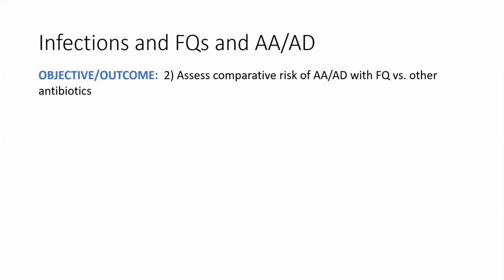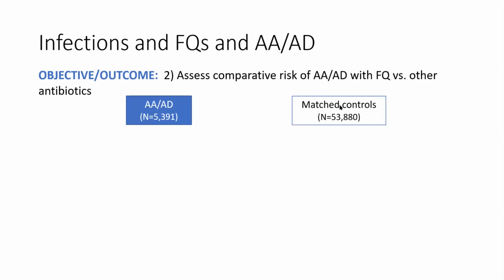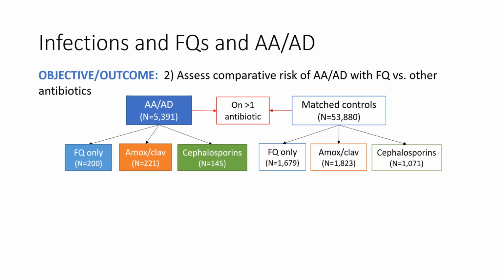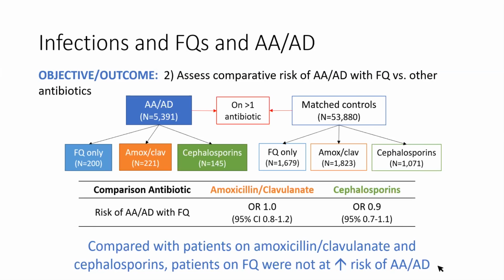The second objective and outcome was to assess the risk of aortic aneurysm and dissection with fluoroquinolones compared to other antibiotics. And so with their matched cohort, they excluded anybody who was on more than one antibiotic and split patients up based on antibiotic therapy: those who were on fluoroquinolones only, those who received Augmentin or Unasyn, and those who had received a cephalosporin. And what they found was that compared with patients on amoxicillin, on Augmentin or Unasyn, and cephalosporins, patients on fluoroquinolones were not at increased risk of aneurysm or dissection.